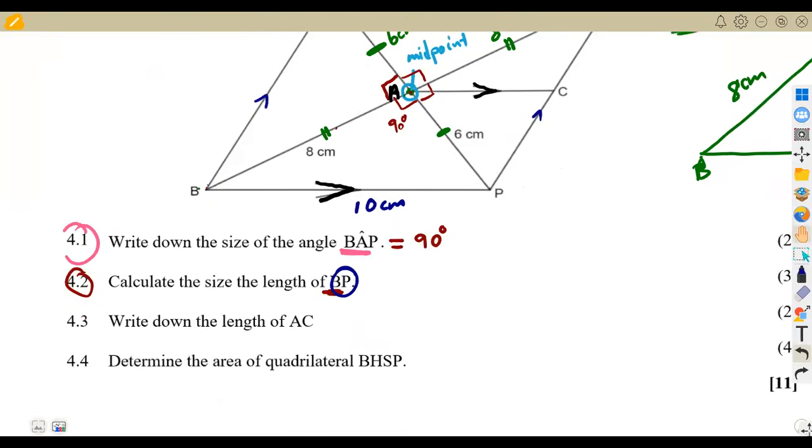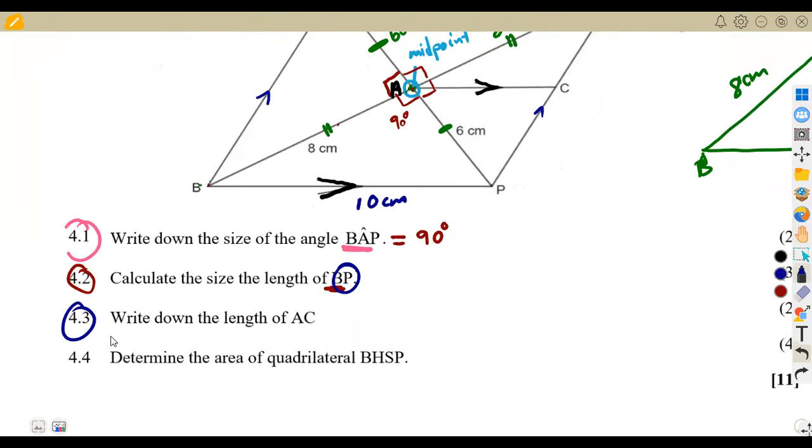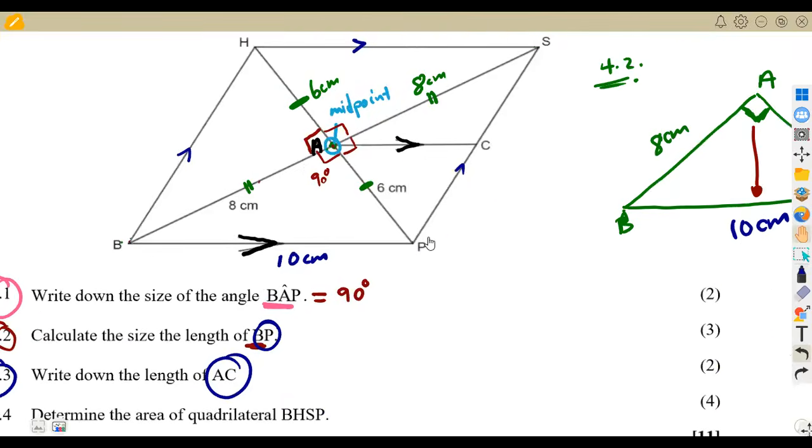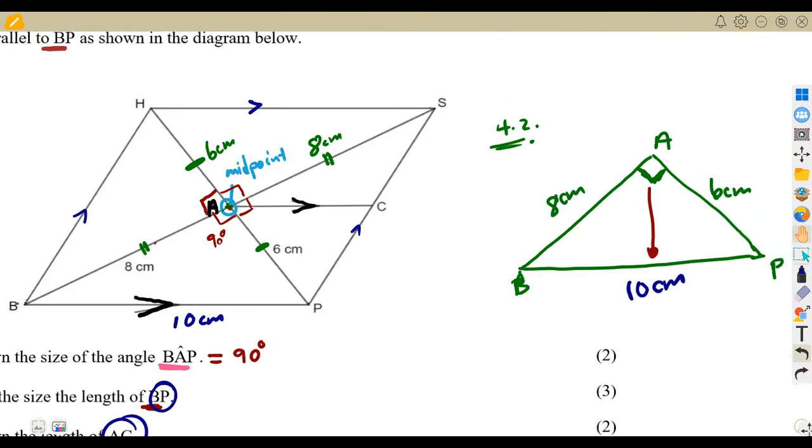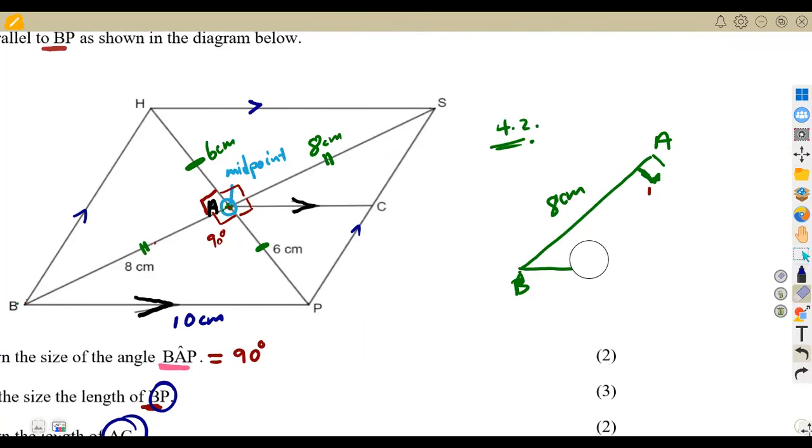All right, no problem. Let us see the other part, which is 4.3. Write down the length of AC. They're just saying write down. It's like there's no calculation. Just write down the length of AC. This is AC here. Let me just remove this part. We're done with this one.